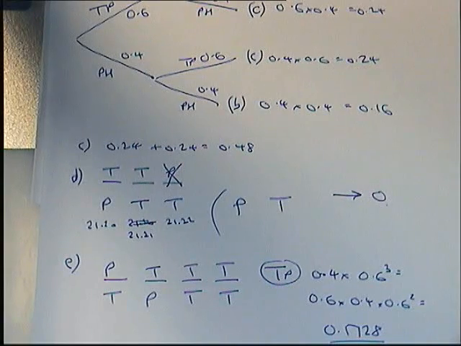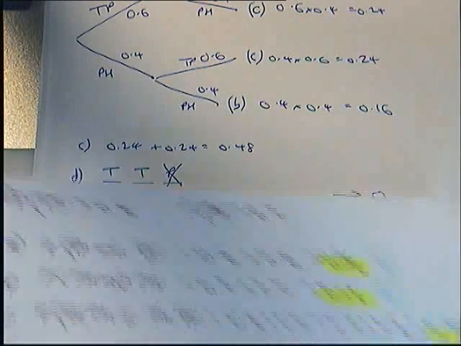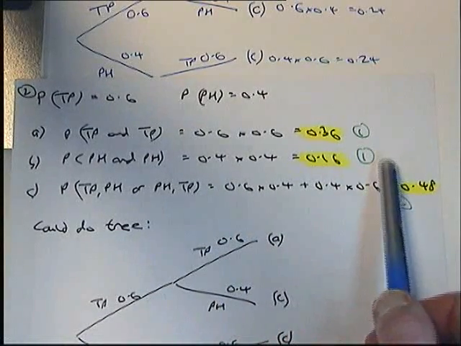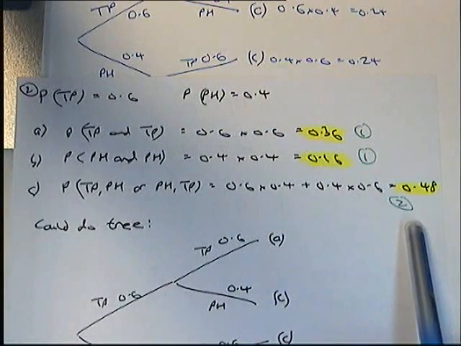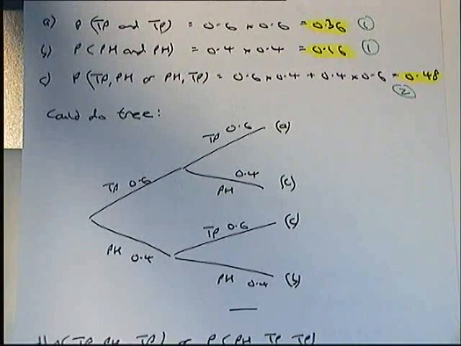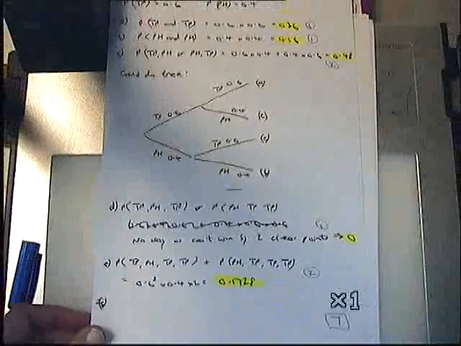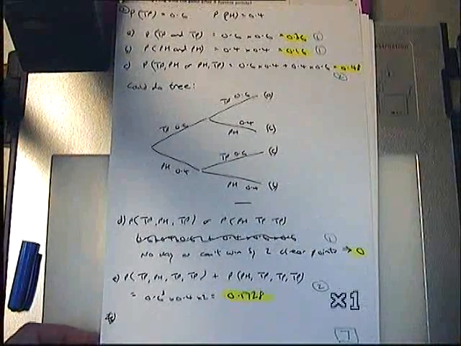So, I'll go through the marks very quickly for that one. Part A was 1 mark, Part B was 1 mark, Part C was 2 marks. Could have done the tree diagram, you didn't have to do the tree diagram. Part D was 1 mark, and Part E was 2 marks, which meant there were 7 marks altogether for that question.